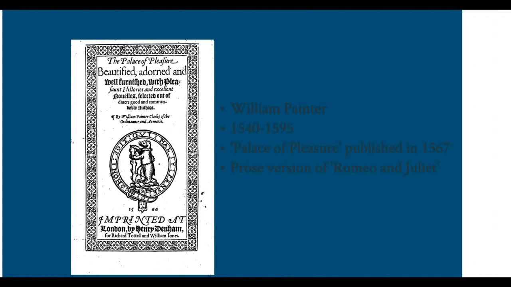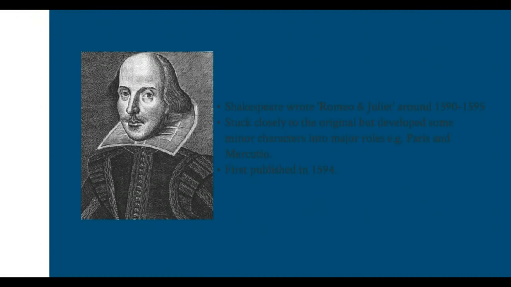prose, into a novel. He was alive from 1540 to 1595, and on the screen you can see his publication, The Palace of Pleasure, which was a prose version of the story published in 1567. Following that, then we get to Shakespeare, who historians suggest wrote Romeo and Juliet around 1590 to 1595. He stuck closely to the original story, but did develop some of the minor characters, such as Paris and Mercutio, and published his first copy in 1594.